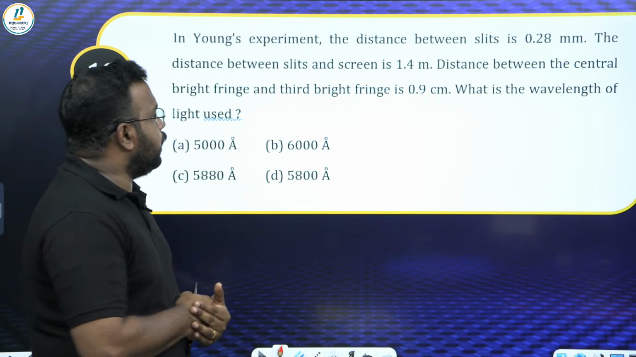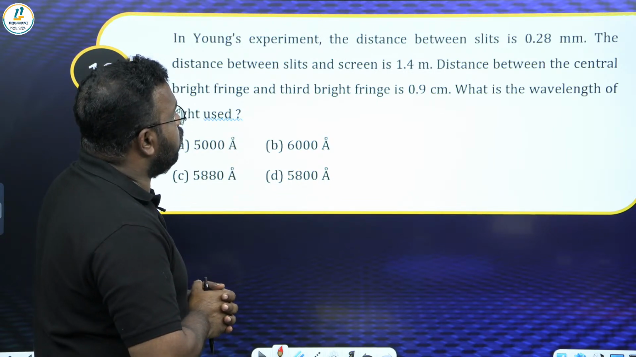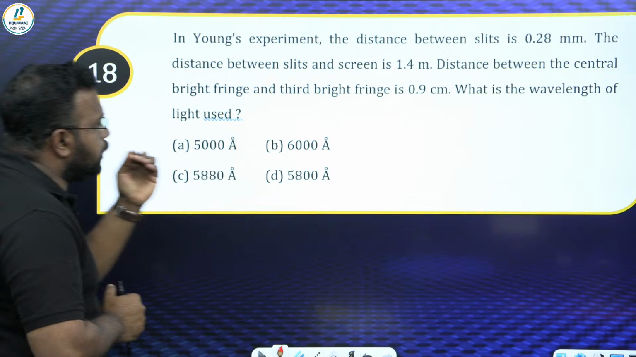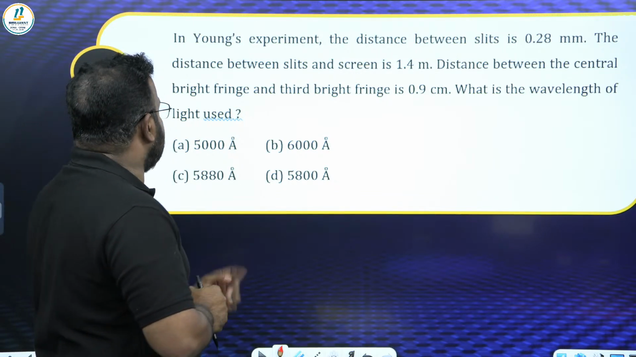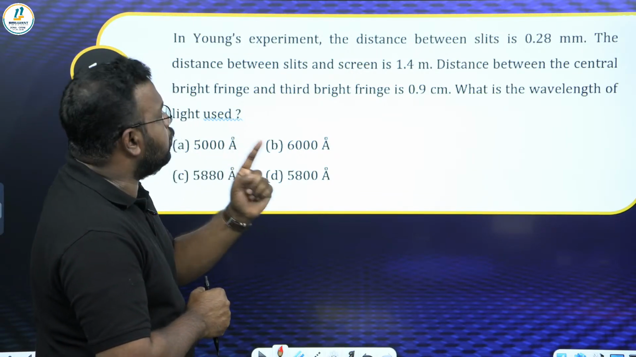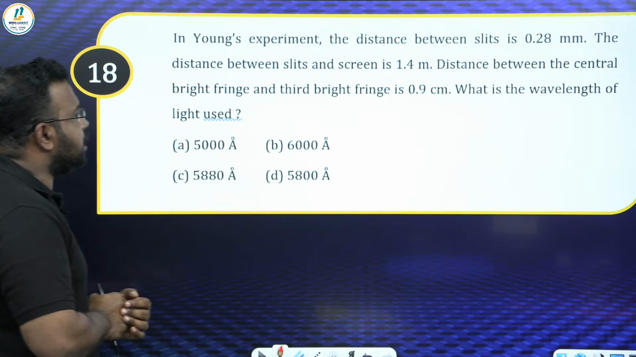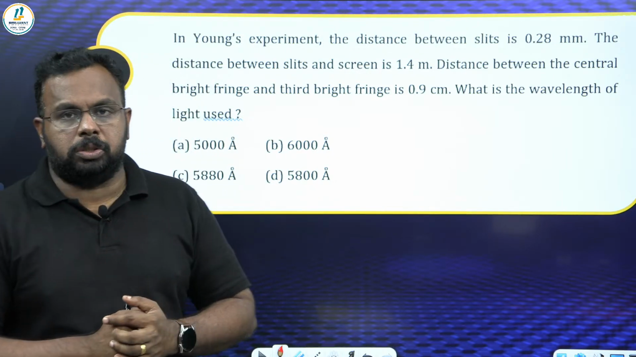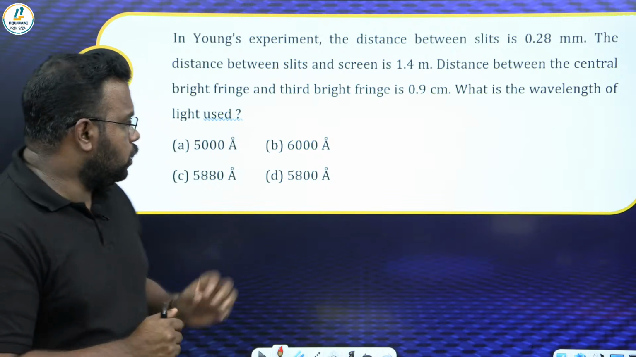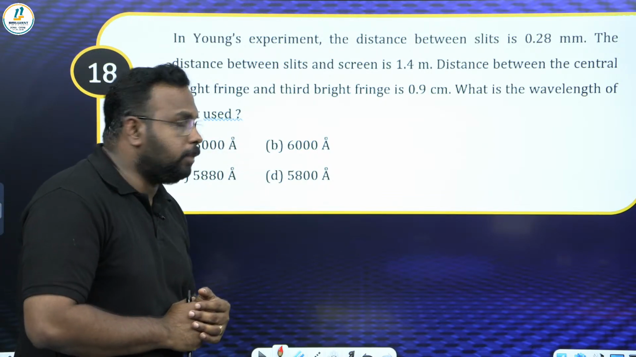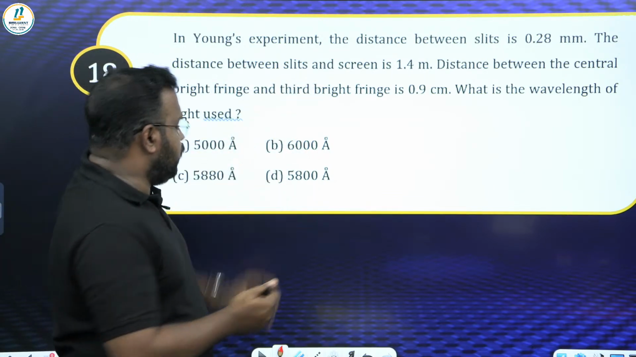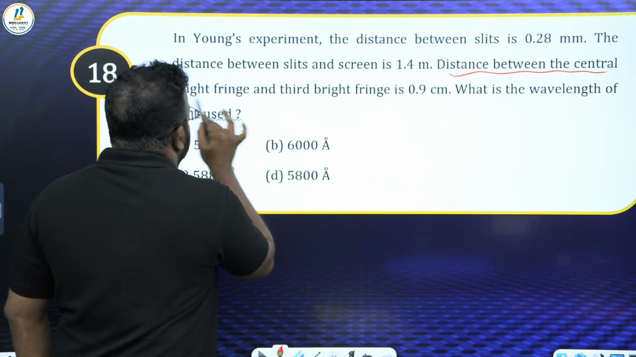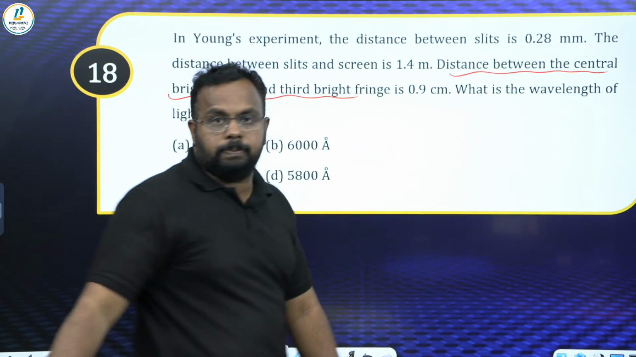Again, in Young's experiment, the distance between the slits is 0.28 millimeter. The distance between slit and screen is 1.4. The distance between the central bright and third bright is 0.9 centimeter. What is the wavelength of light used? This is also an important question. Distance between central bright and third bright fringe.